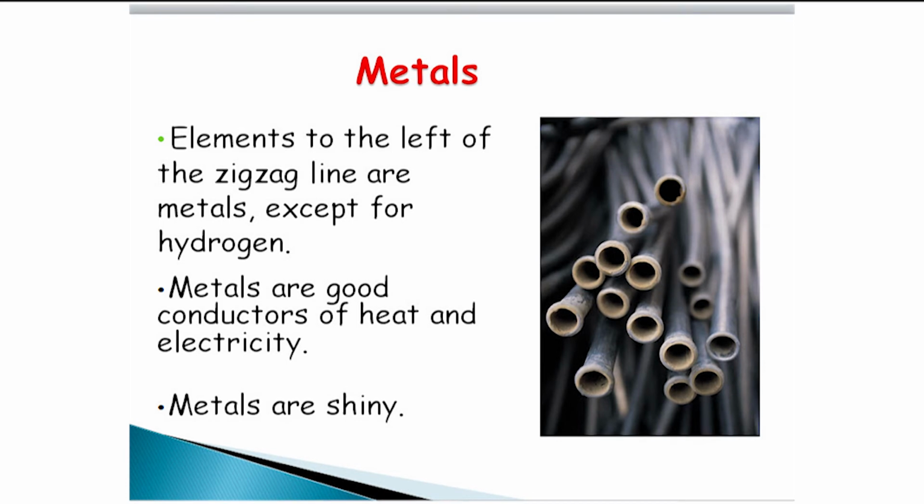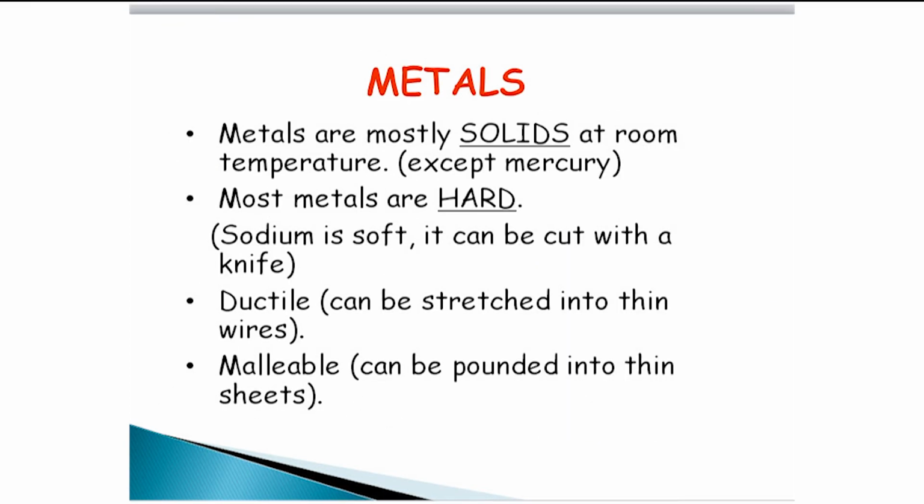Metals are good conductors of heat and electricity. That's why copper is used in electric wires to conduct electricity, and iron is used in stoves to conduct heat to cook food. Metals are shiny. The best example of a shiny metal is gold. When I tell you metal, you'll think of iron, copper, silver, or gold. All of these metals are solids at room temperature. Mercury, the substance used in thermometers, is the only liquid metal at room temperature.